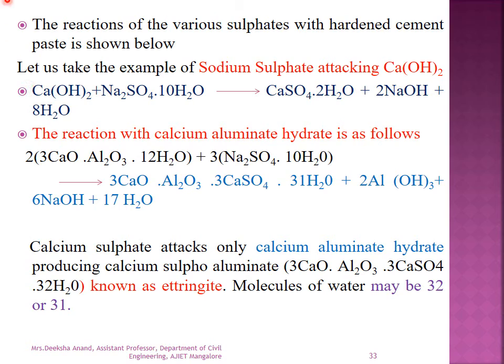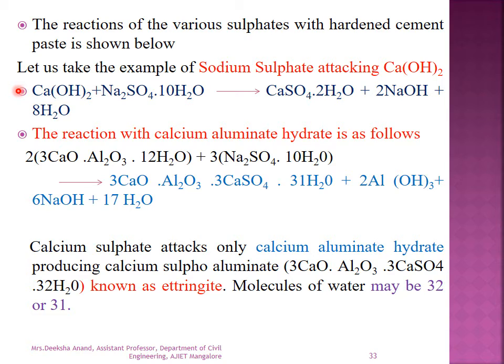Here you can see the reaction of the various sulphates with hardened cement paste, as shown below. Let us take the example of sodium sulphate attacking Ca(OH)2, that is Ca(OH)2 plus Na2SO4·10H2O, which results in CaSO4·2H2O plus 2NaOH plus 8H2O. So this is about the sodium sulphate attack. You should remember all the equations, as they may ask you to describe the reaction of the various sulphates with hardened cement paste.